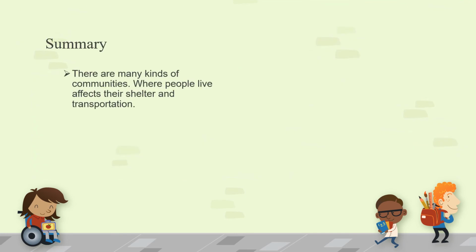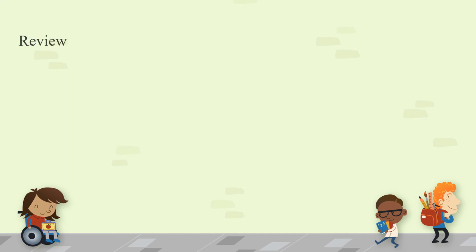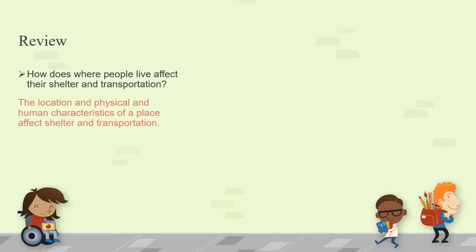Summary: there are many kinds of communities. Where people live affects their shelter and transportation. Let's review. How does where people live affect their shelter and transportation? The location and physical and human characteristics of a place affect shelter and transportation. What is a shelter? A shelter is a home.